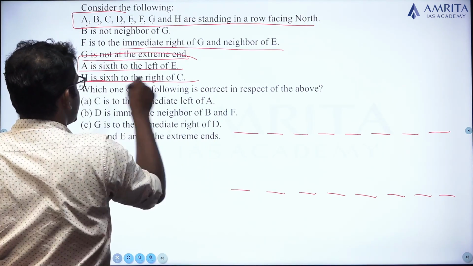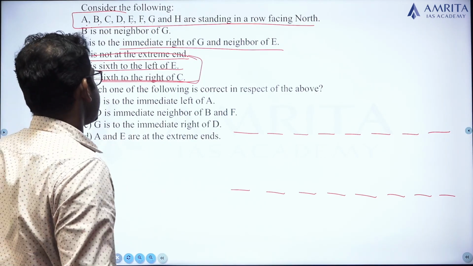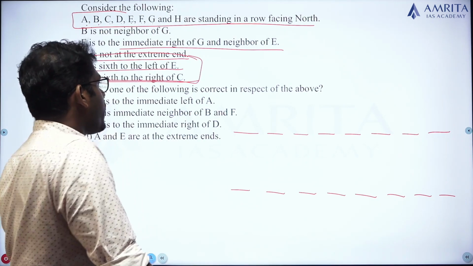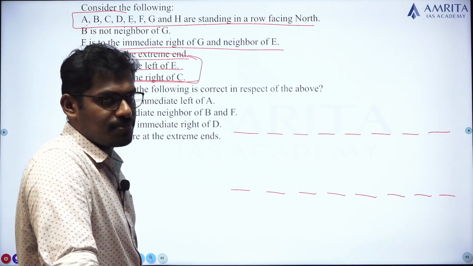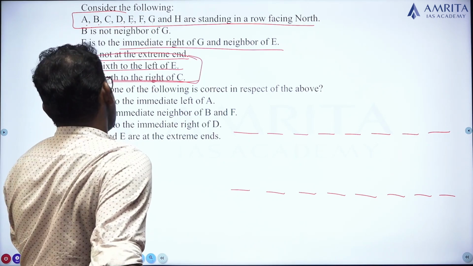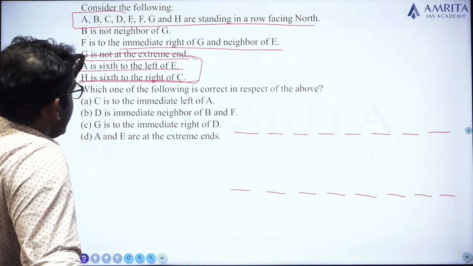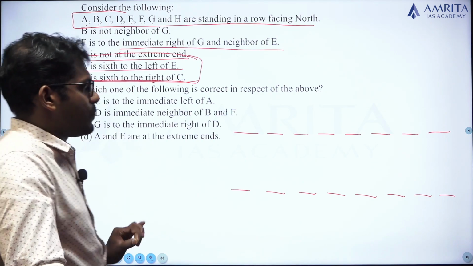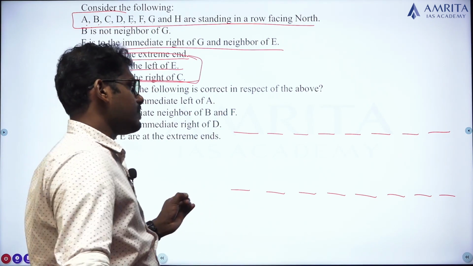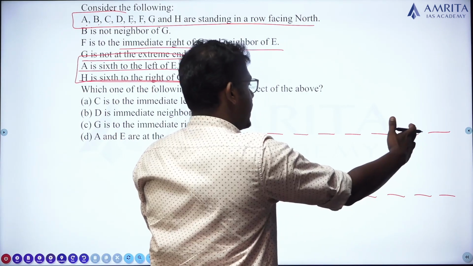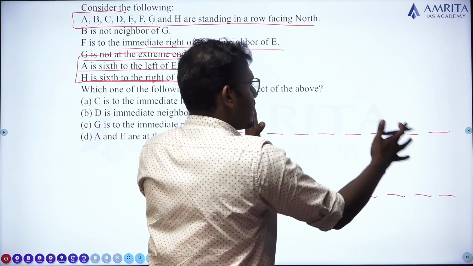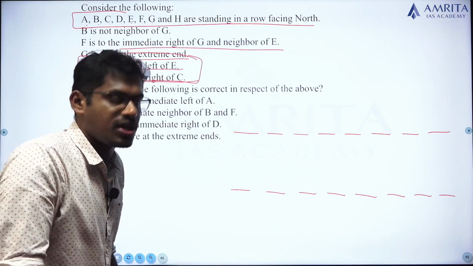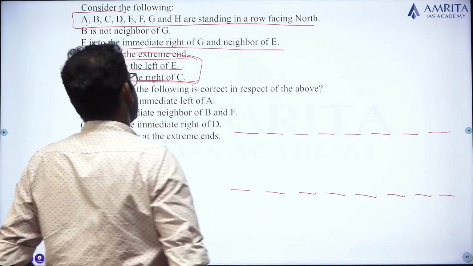Let me take the last 2 statements. A is 6 to the left of E. H is 6 to the right of C. Why have I taken the last 2 statements at the first instance itself? Because there is a limited possibility of such arrangements, so I have taken these at first. You will understand why.